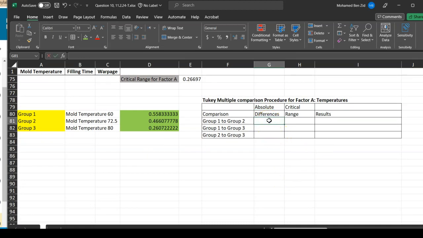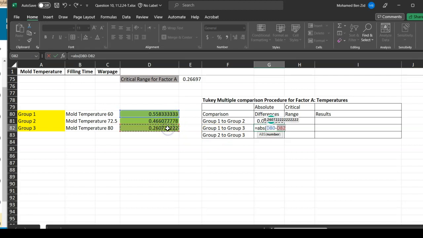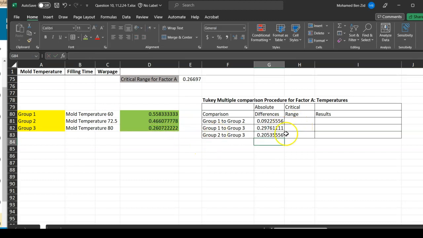We're going to do the difference. You're going to put an equal sign, absolute value, open a parenthesis, select the first minus the second, close the parenthesis and enter. Next one, equal sign, absolute value, open a parenthesis, the first minus the last one, close the parenthesis and enter. And the last one, absolute value, open a parenthesis, the second minus the third, and enter. So we get the difference of absolute value.